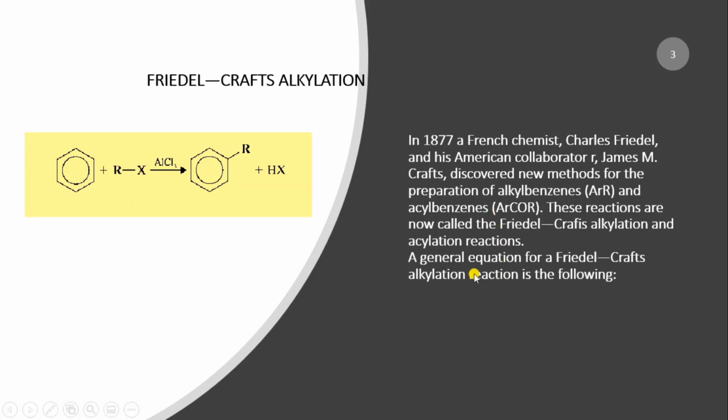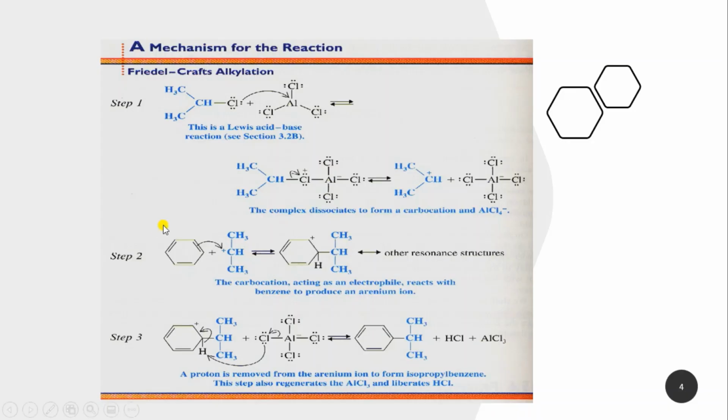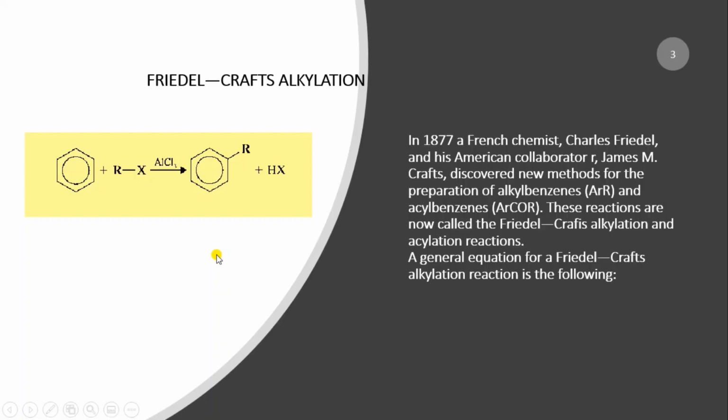The general mechanism you can see in the PowerPoint I have shared with you, slide number 39. There's a general mechanism given where a benzene has been reacted with RX. RX means alkyl halide group. It could be any alkyl halide, but most favorably the alkyl bromide or alkyl chloride.